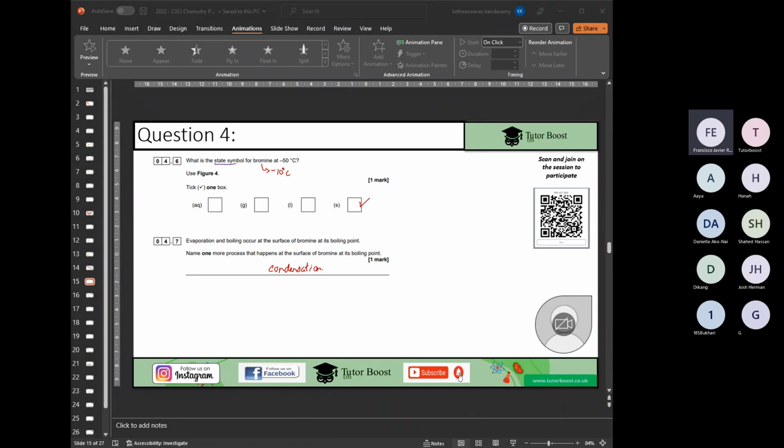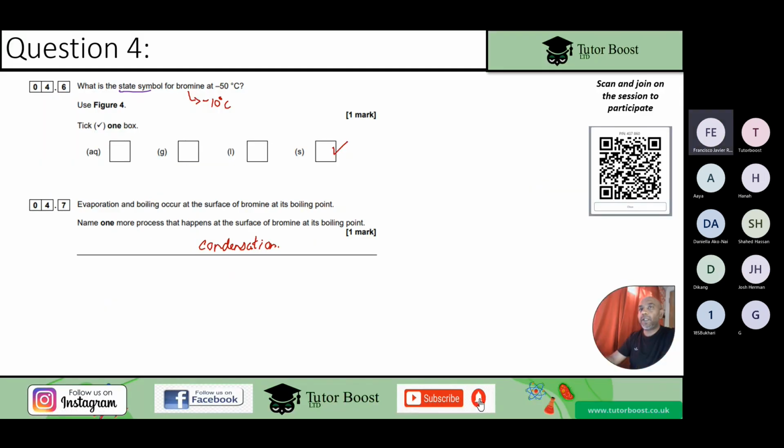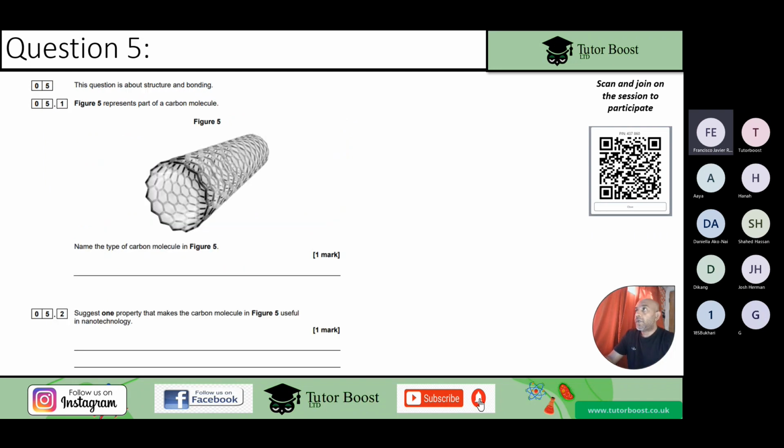OK, let's start back on the session. We have another 40 minutes to go through the 3 questions, so I'm going to go slightly faster. Question 5. This question is about structure and bonding. Figure 5 represents the part of a carbon molecule. Name the type of carbon molecule in figure 5. And then suggest one property that makes the carbon molecule in figure 5 useful in nanotechnology. 30 seconds. Can you write the answers for me, please, on the whiteboard?